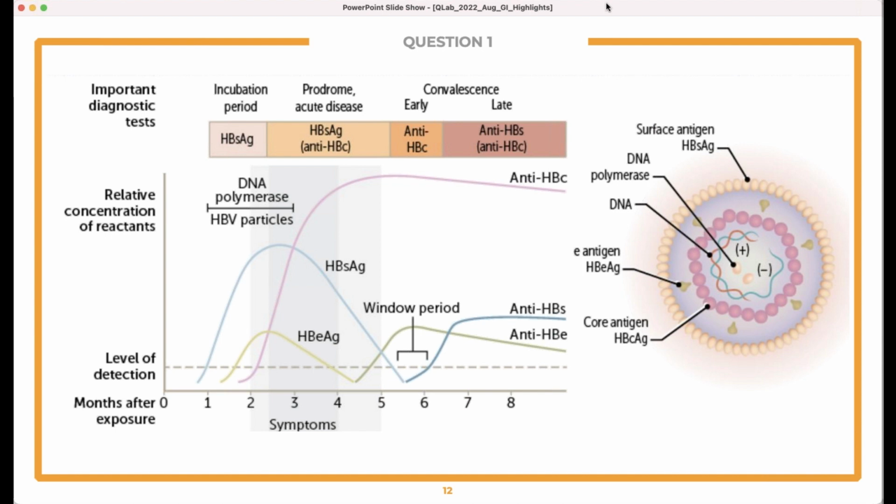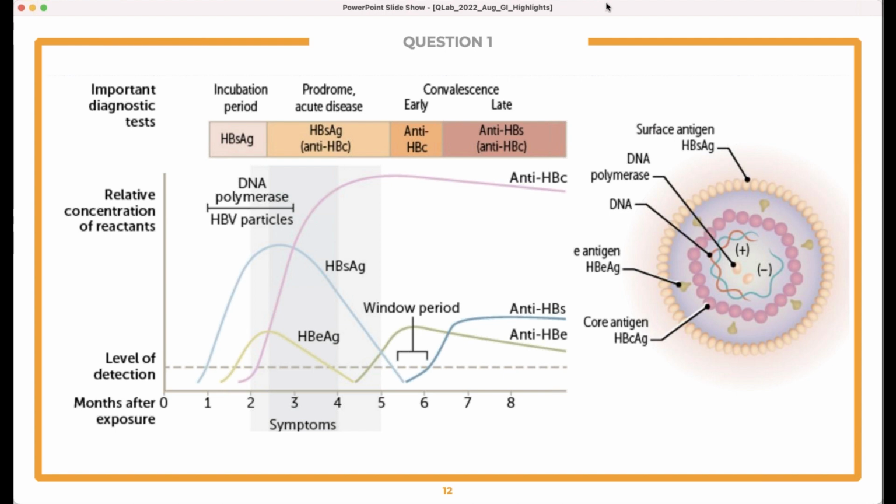So your hepatitis B core antibody is one of the only things that is positive in the window period. Of the answer choices, that was the only one that was positive. You would also have an antibody against the E antigen. So you have antibodies against the core antigen and the E antigen. Those are the only things present in the window period.